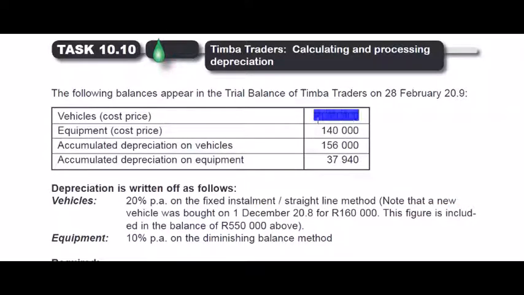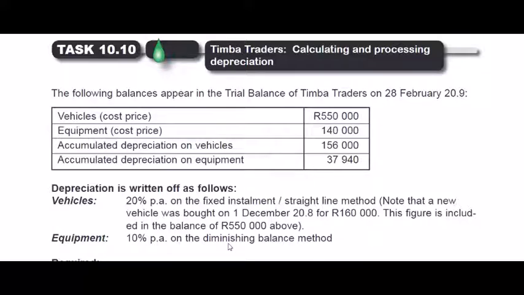In other words, this value includes the vehicles that we had from the beginning of the year, and it includes the 160,000 Rand of our new vehicle that we bought on 1 December 2008, which is in the middle of our financial year. Well, not directly in the middle, but it's somewhere in our current financial year. And this will affect depreciation of vehicles, which I'll go through with you very slowly when we get to that point. And then it says equipment is 10% per annum on the diminishing balance method. Okay, so that's important. It's not the straight line method, it's diminishing balance method. So now equipment will depreciate on its carrying value.